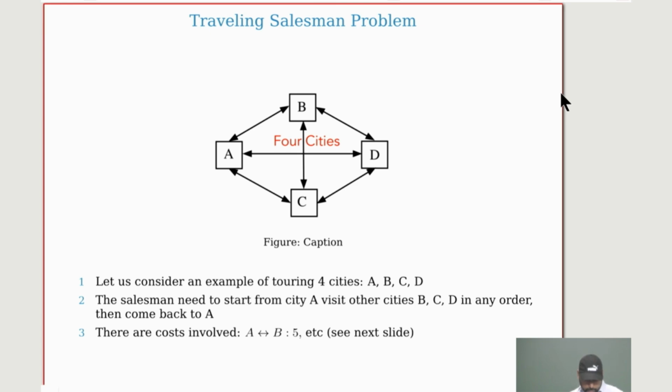So I will stop with this small example. We can think of this small problem where we will try to solve for cities A, B, C, D, and we assume that we can go from any city to any city. So basically it's like a complete graph. And obviously there are costs involved between cities, because maybe some cities are very far, so you can think about the cost of travel. That will be the edge weight and so on.